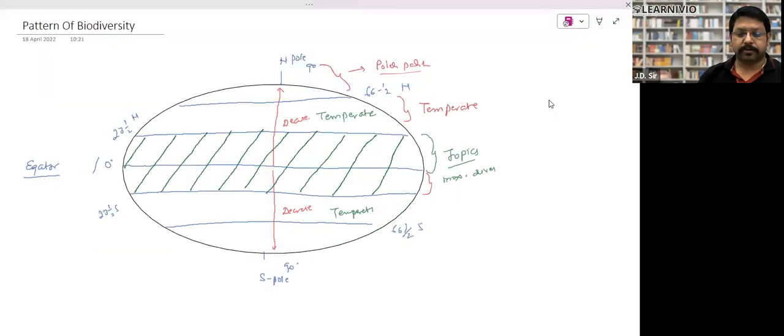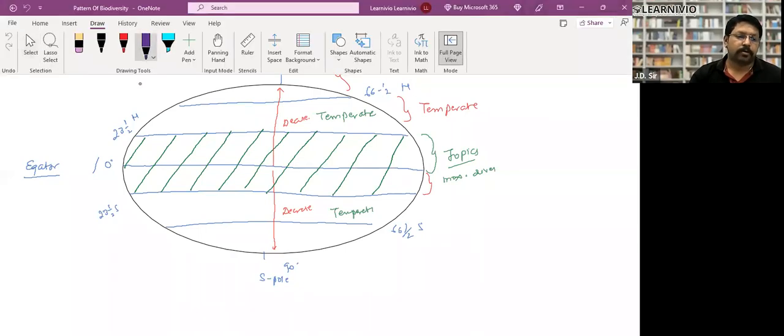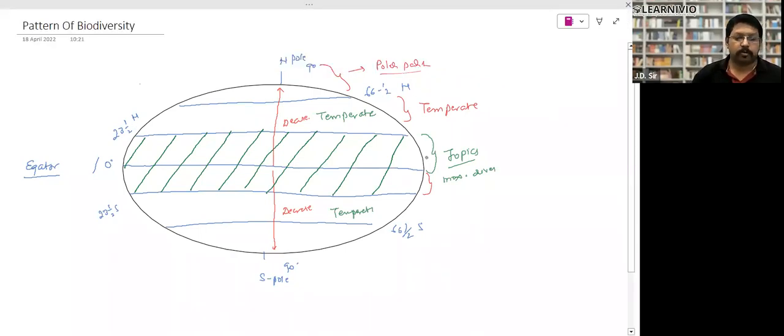Pattern of biodiversity. When we talk about the pattern of biodiversity, it is the same thing I have told you here. Look, this is the equator, 0 degrees. When we talk about the tropics, this upper line is called the Tropic of Cancer and the lower line is called the Tropic of Capricorn. This upper one, at 23 and a half north, is called the Tropic of Cancer.